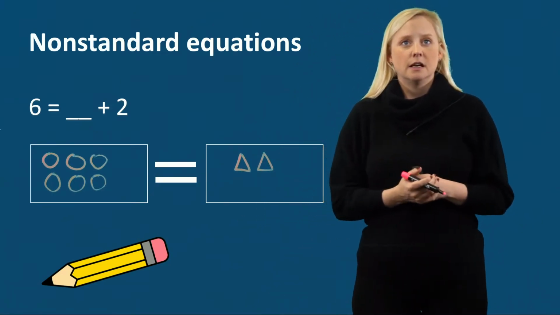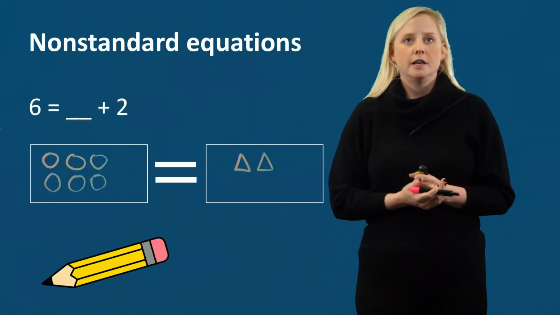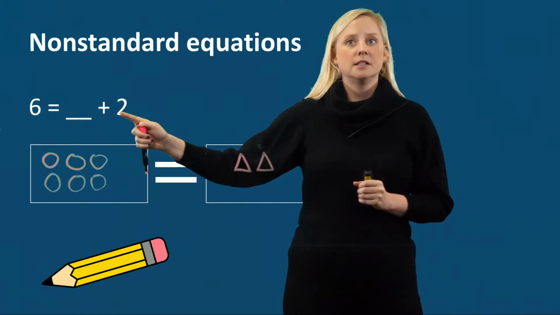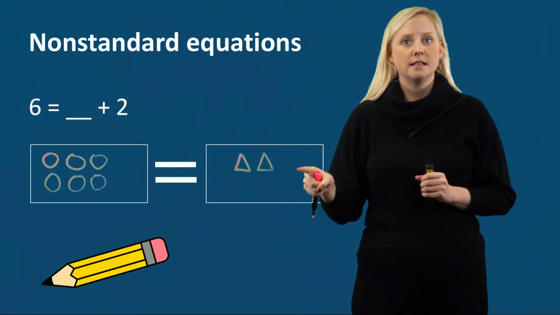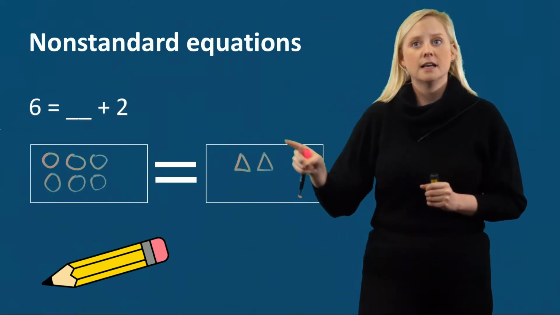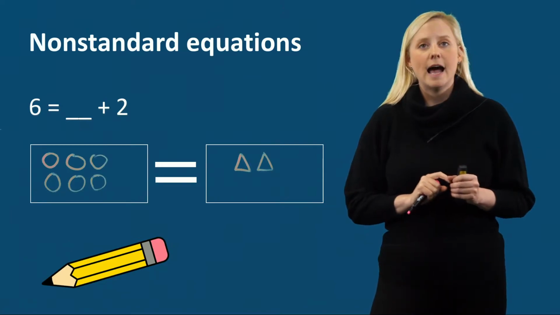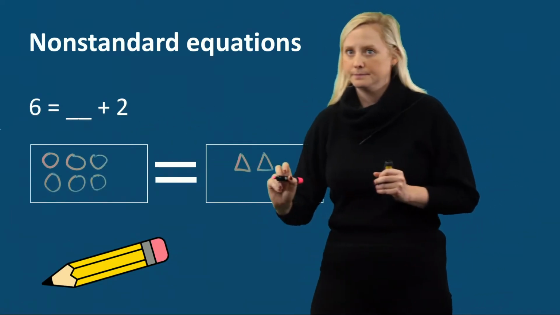Now I need to ask myself, are the sides the same? I have 6 over here and 2 over here. The sides are not the same. And I know this problem is an addition problem because I see the plus sign. That means I need to add shapes to this side of the equal sign to make this side the same as this side. So what I'm going to do is I'm going to go ahead and add, let's do squares until the sides are the same.